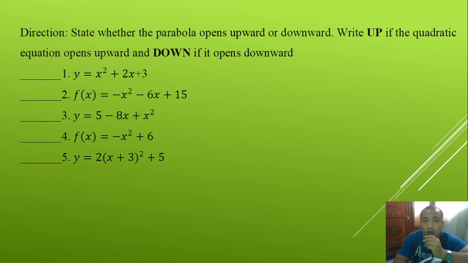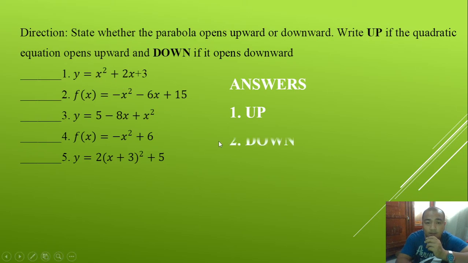Directions: state whether the parabola opens upward or downward. Write up if the quadratic function opens upward, and down if it opens downward. What's your answer for number 1? Very easy. Up. The parabola opens upward because a is positive. Number 2, down because a is negative. Number 3, up because a is positive. Number 4, down because a is negative. And number 5, up. Okay, very easy.